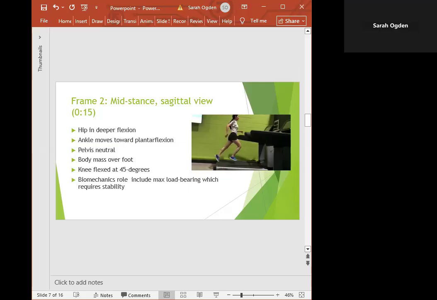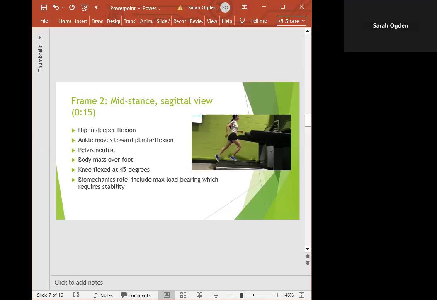So as we move on to this one, the knee bends further, as you can see, so around 45 degrees, allowing the body to move and accept weight. So the ankle transitions towards plantar flexion while the hip remains flexed. The pelvis also appears to be stable and the trunk is upright.